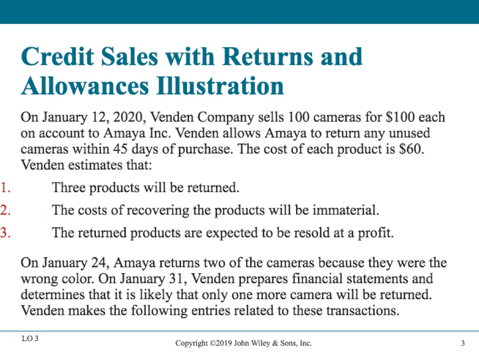So basically, we will get our cameras in the original packaging. We don't have to rewrap them or do anything with them. And then we can sell the returned products at a reasonable profit as we originally planned. On January 24th, 2 cameras were returned because they were the wrong colors. And then January 31st, we prepare our financial statements.